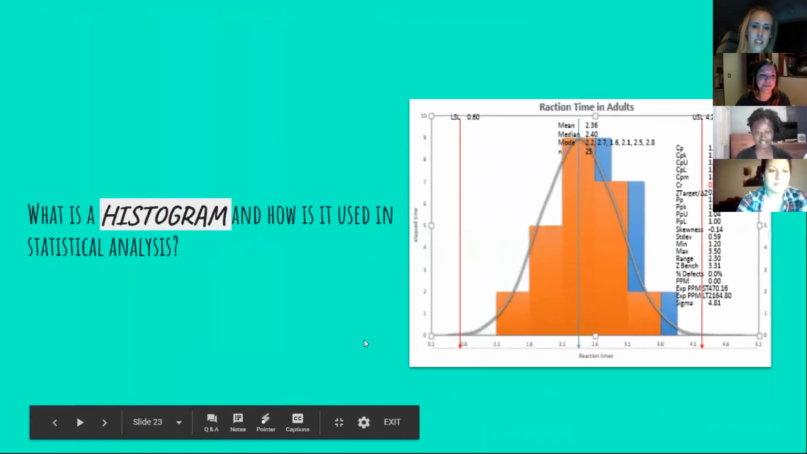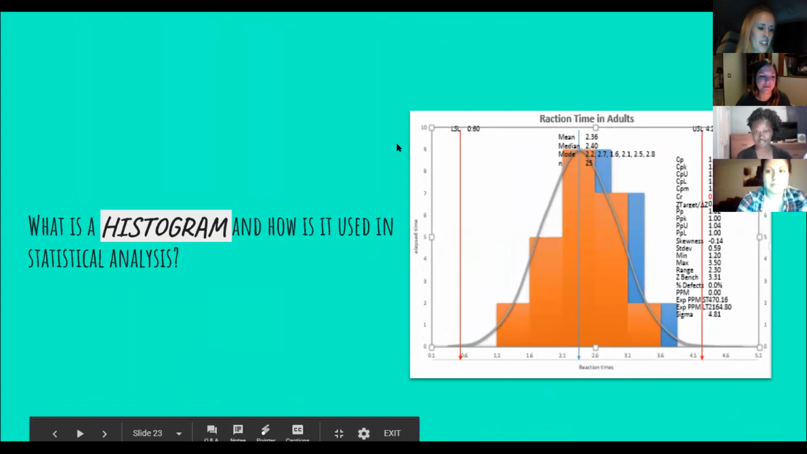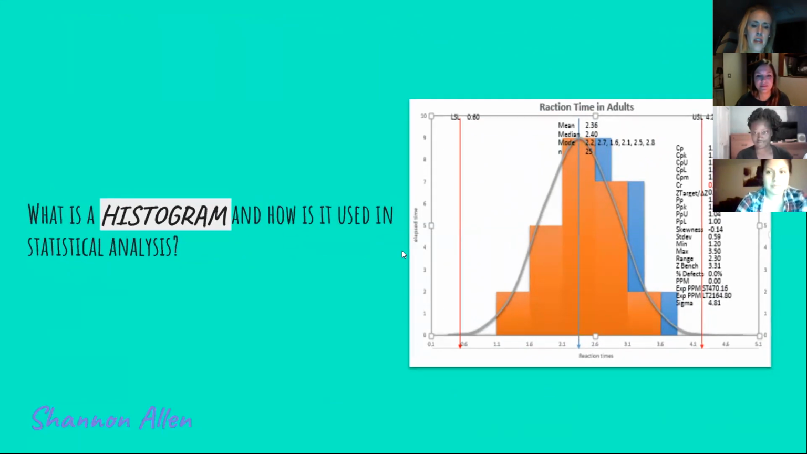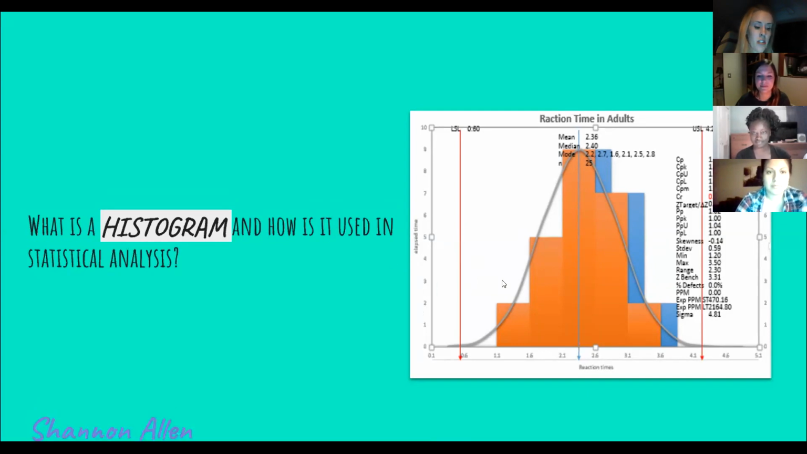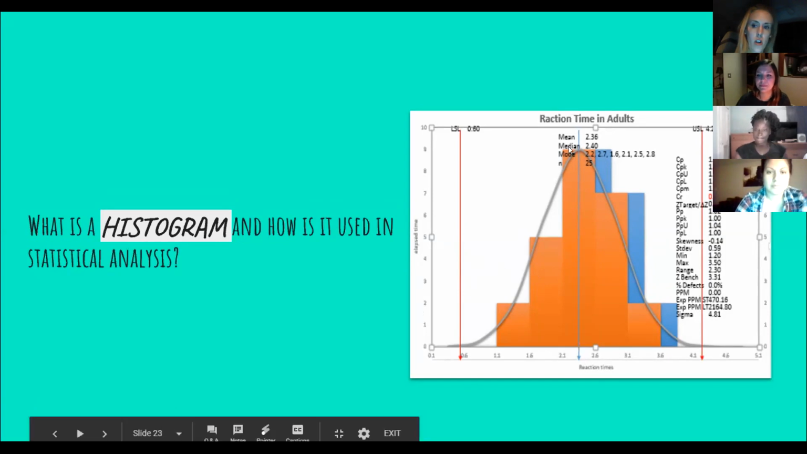Okay, Shannon, what is a histogram and how is it used in statistic analysis? Yep. All right, let me move this out of my way. So a histogram is a graph that displays statistical information in the form of rectangles, and it's to show frequency of data in intervals. You'll note the high arch here.